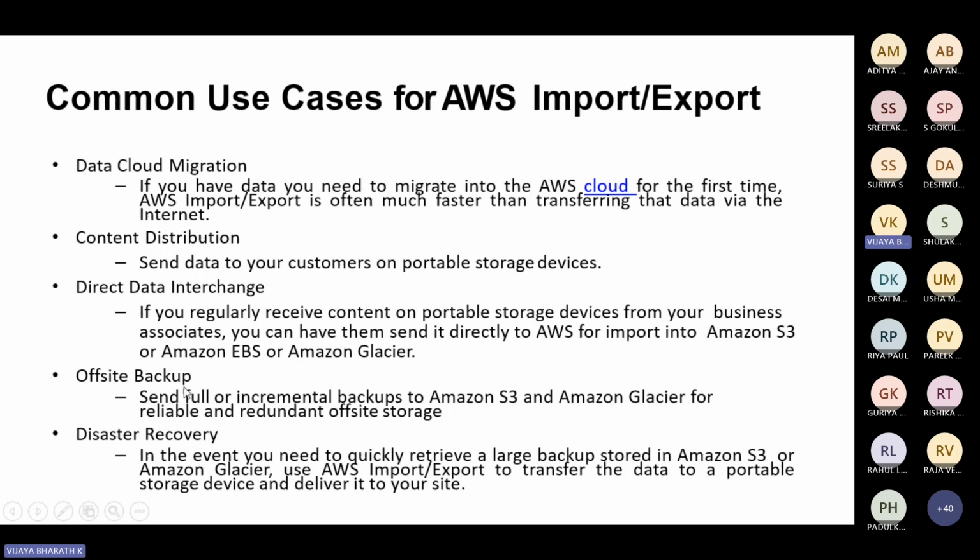If you want to have offsite backup, you can do a full or incremental backup of your data to S3 or Glacier. Next is disaster recovery. If you want to quickly retrieve data stored in Amazon S3 or Glacier, you can use import export and transfer the data to portable storage, and it can be delivered to your site.